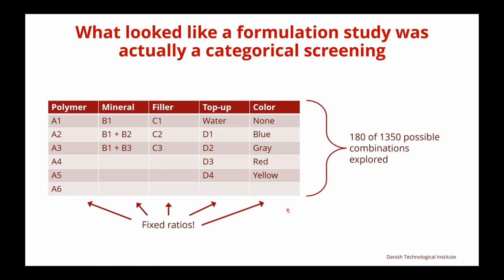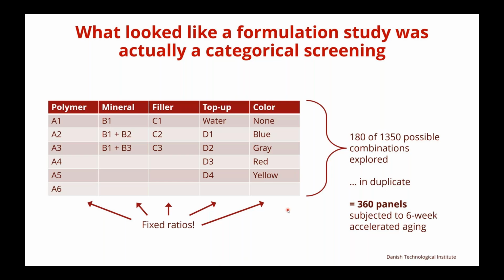And you can combine this in 1,350 possible ways. But they had only tested 180 different combinations within this space. But they had not chosen those 180 combinations with DOE. But 180 of them in duplicate, which resulted in 360 panels that were coated with this paint, and then subjected to a 6-week accelerated aging test in a big expensive machine.